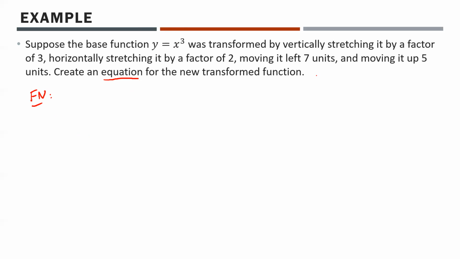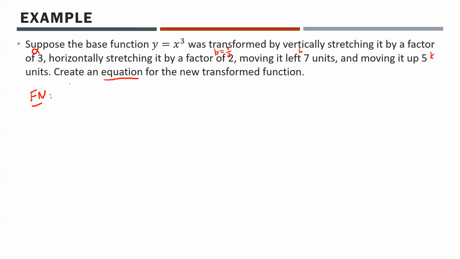Let's take all of our parameters in play here. If I look through the numbers here, vertically stretching it by a factor of 3, that would be my a value. Horizontally stretching it by a factor of 2, that would tell me b is not equal to 2. B is the reciprocal of this, so b would be 1 over 2. That's always really sneaky, right? Moving it left 7 units, that's my h value, but since we're going left, we have to make sure it's x plus 7. We'll keep that in mind. And then moving up 5 units, well, that's my k value.